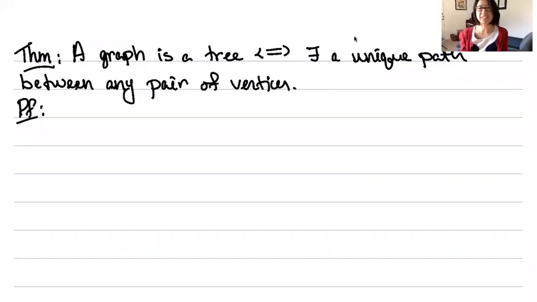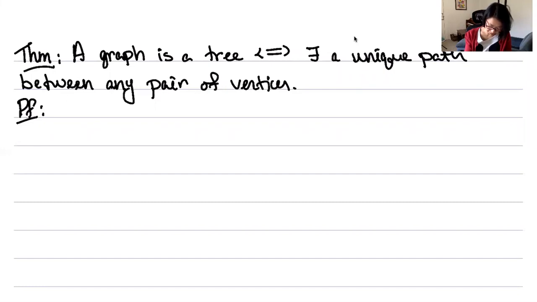Hi, this is the last video on graph theory, and this is one more theorem that characterizes what a graph is. So, we have our original definition, which is that a graph is a tree if it's connected and it has no circuits. We also now know that a graph is a tree if it's connected and has exactly n-1 edges. And now today we'll prove that a graph is a tree if and only if there's a unique path, so only one path between any pair of vertices. Okay, so we have two proofs really to do.